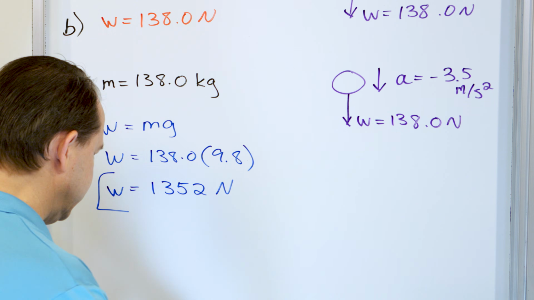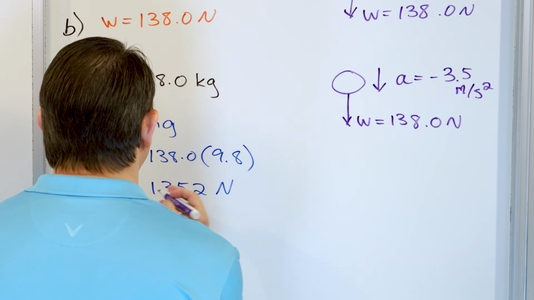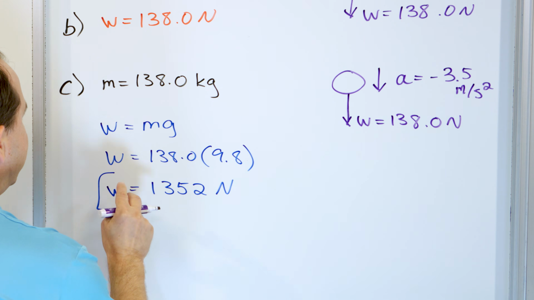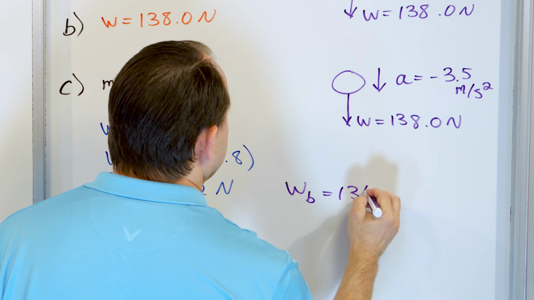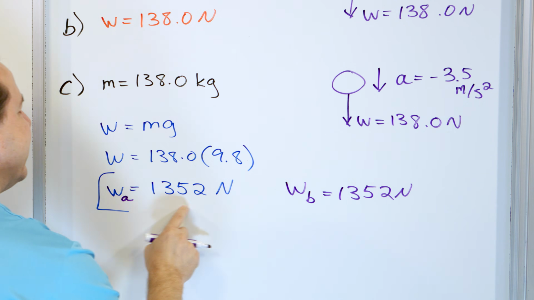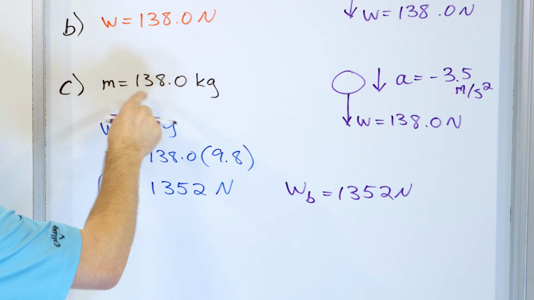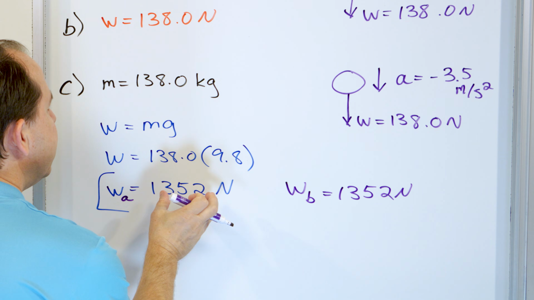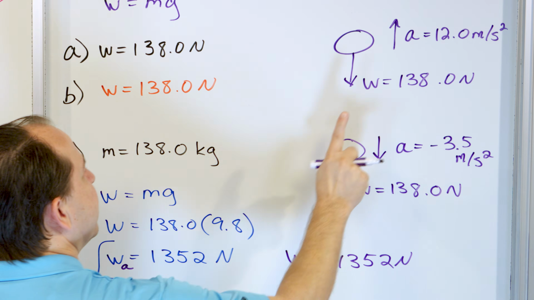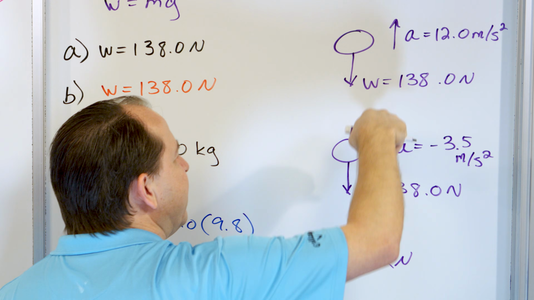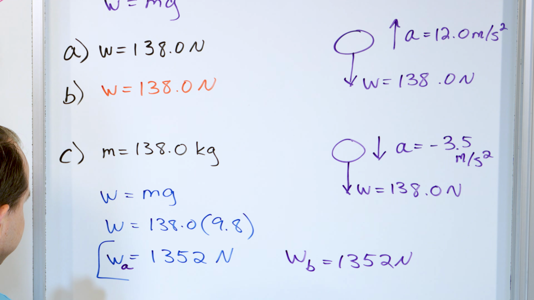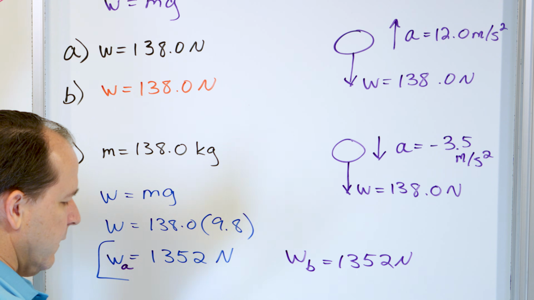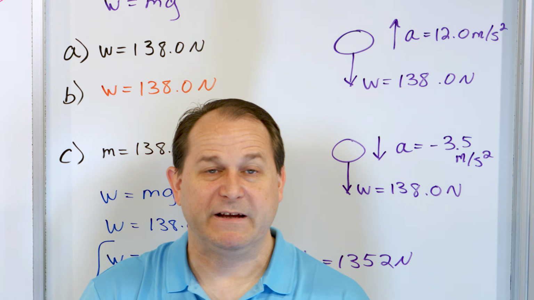Now, this weight, W for part A would be that, and W for part B would be the same thing, 1,352 newtons. In other words, if the mass of the object were given by this many kilograms, then the weight of the object, if it's flying upward, and the weight of the object, if it's flying downward, is the same. So it's really the same as part A and B, but I'm just forcing you to calculate the weight there, just to get some practice there. All right, part D. This one's a little bit different.